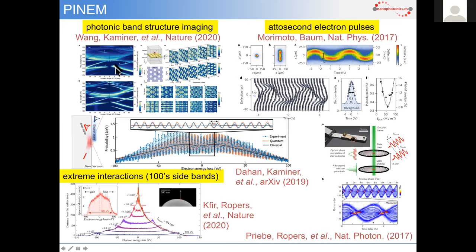And then people have been using this technique to probe the linear response of different structures, for example, photonic crystals. People can produce up to hundreds of photon exchanges with the electron. This happens on a nanosecond time scale.